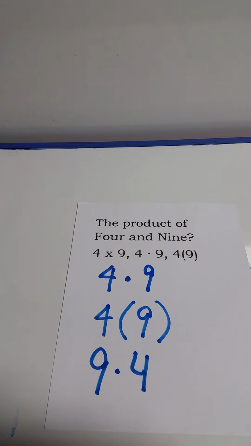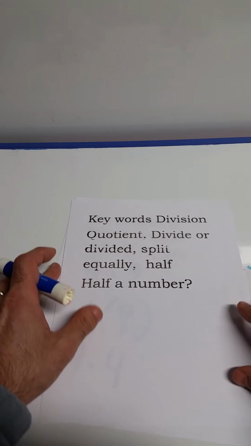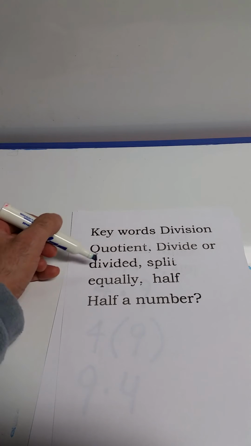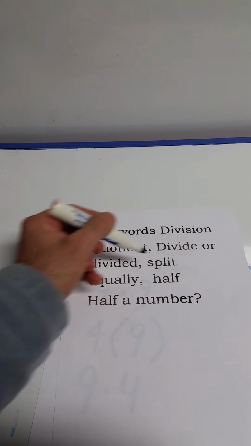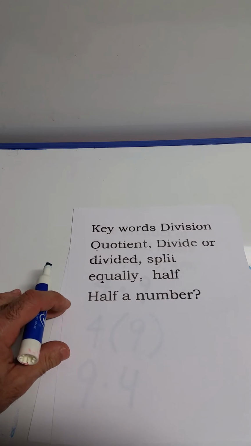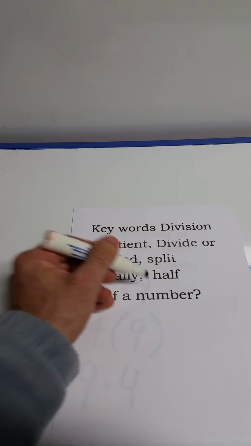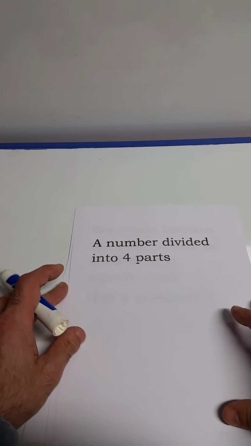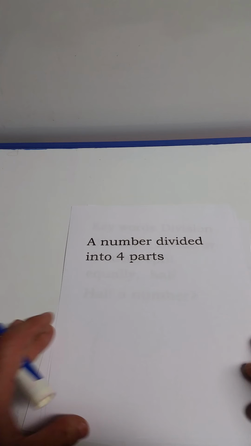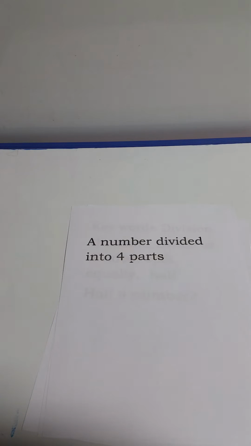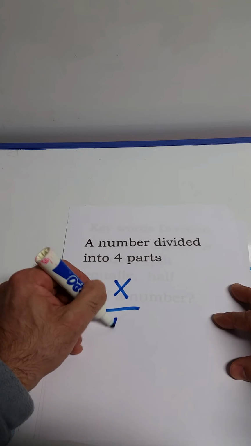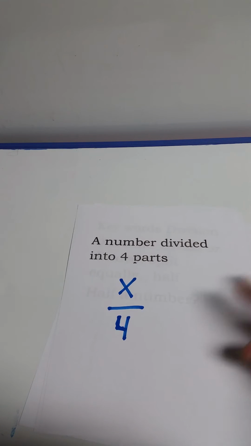Let's look at division now. Here are some keywords in division. The quotient, divide or divided, split equally, half a number. So let's look at a number divided into 4 parts. Well, we know it's division. So here's a number divided into 4 parts.